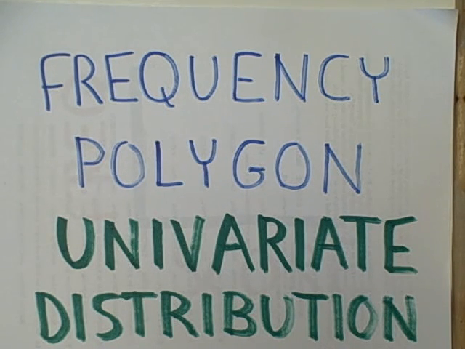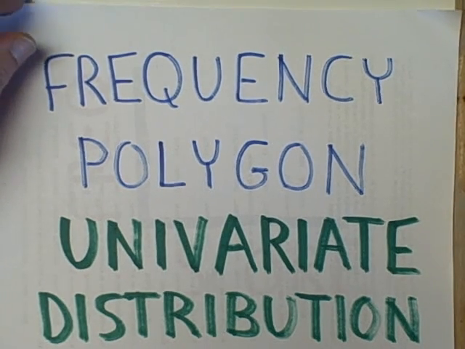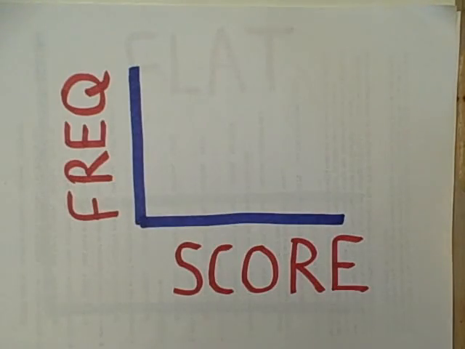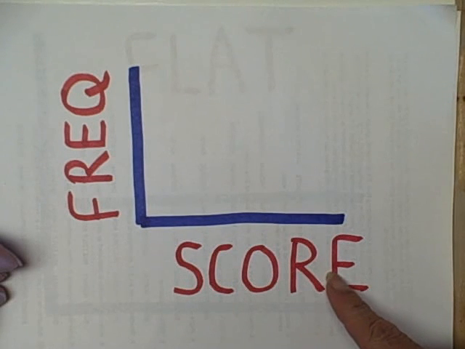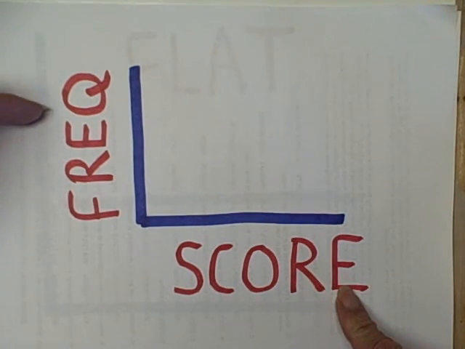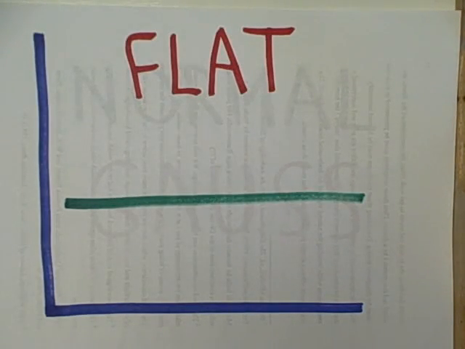So even though we have an x-axis, which is horizontal, and a y-axis, which is vertical, we don't have a bivariate distribution. They're telling us two different things about one variable. The horizontal axis looks at the score. The vertical axis looks at the frequency.